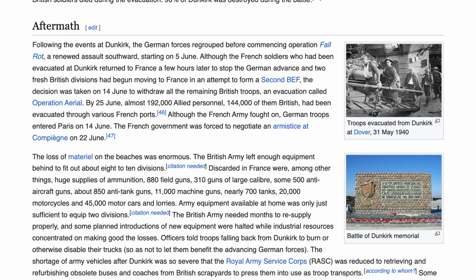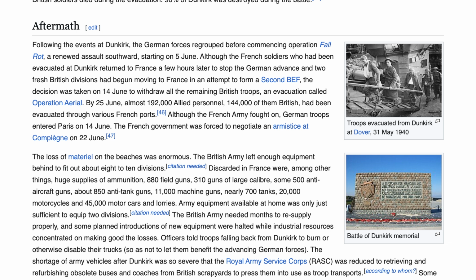Aftermath. Following the events at Dunkirk, the German forces regrouped before commencing Operation Fall Rot, a renewed assault southward, starting on the 5th of June. Although the French soldiers who had been evacuated at Dunkirk returned to France a few hours later to stop the German advance and 2 fresh British divisions had begun moving to France in an attempt to form a second BEF, the decision was taken on the 14th of June to withdraw all the remaining British troops, an evacuation called Operation Ariel.